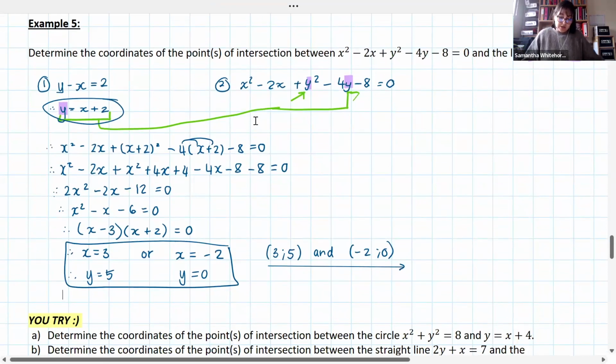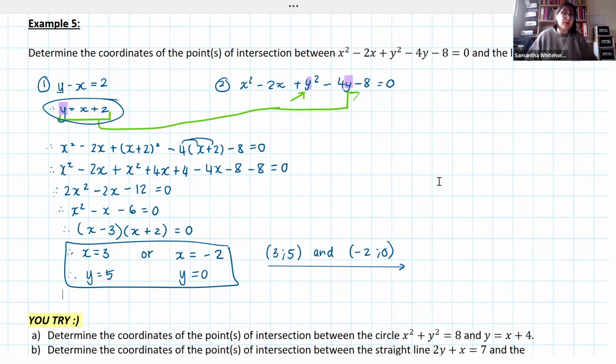Alrighty, so let's take a screenshot and then you're going to try one by yourselves. Again, remember, your equations do not have to be in standard form. I would suggest putting the straight line one in standard form if it isn't, but it's not a must. As long as you understand that to do a simultaneous equation, you have to isolate a variable, substitute it into your other equation and solve, you're good.